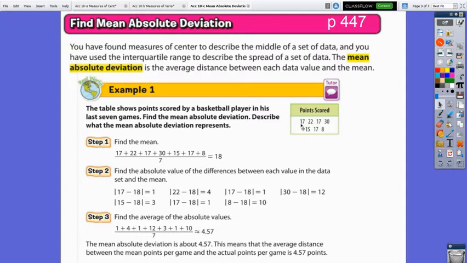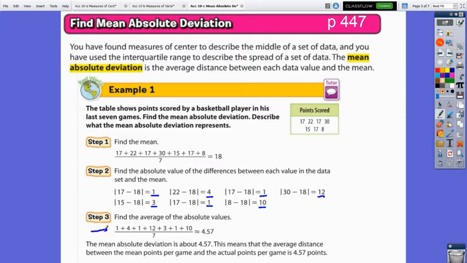So 17 from 18 is 1, 22 is 4 away, 17 is 1 away, this one is 12, this one is 3, this one is 1, and this one is 10, right? So all these answers that they show these subtractions for, you don't have to show these subtractions. You should just be able to list all these numbers out, doing them in your head. Now, sometimes when there's decimals involved, it's a little more complicated. You'll see that in the next example. But finding all these differences and writing them all down, you can do that in your head.